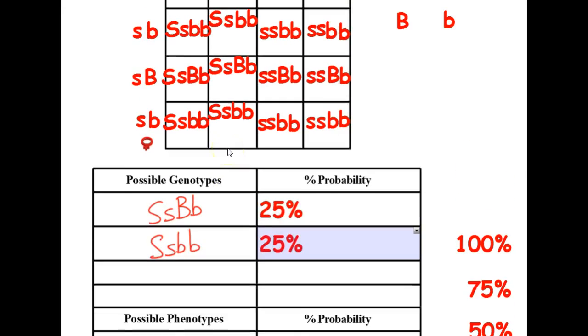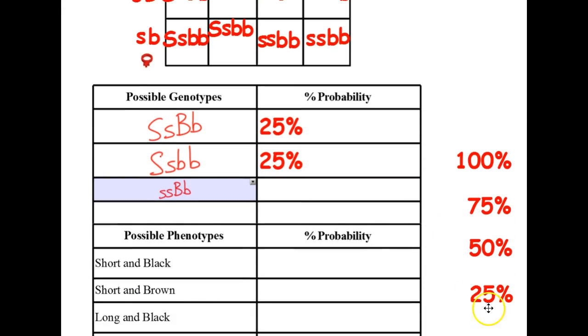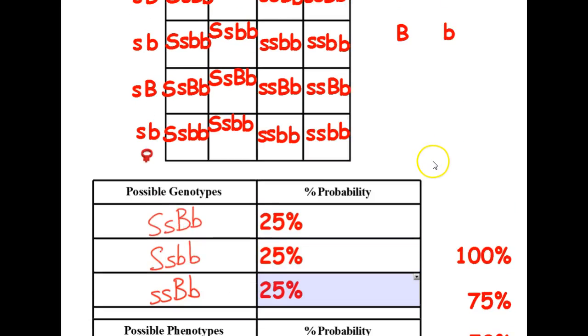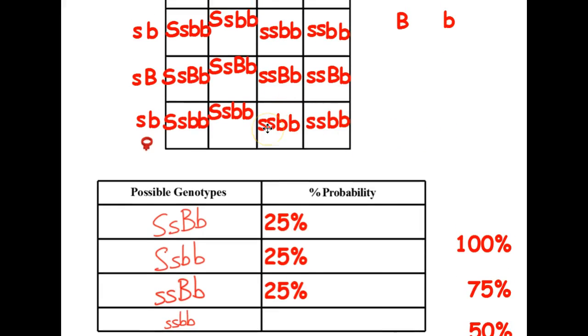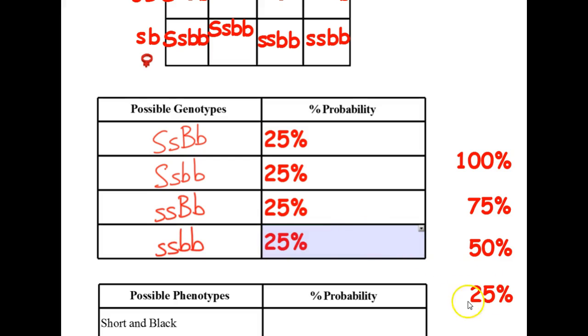All right, next, what other possibility genotypes do we have? We have little s, big B, little b. And how many of these do we have? We have 1, 2, 3, 4. Again, 4 out of 16. So we have 25% chance. Okay? And what's our last possibility here? Little s, little b, little b. And again, we have 4 little s, little b, little b's. And 4 out of 16 is a quarter, which is 25%.